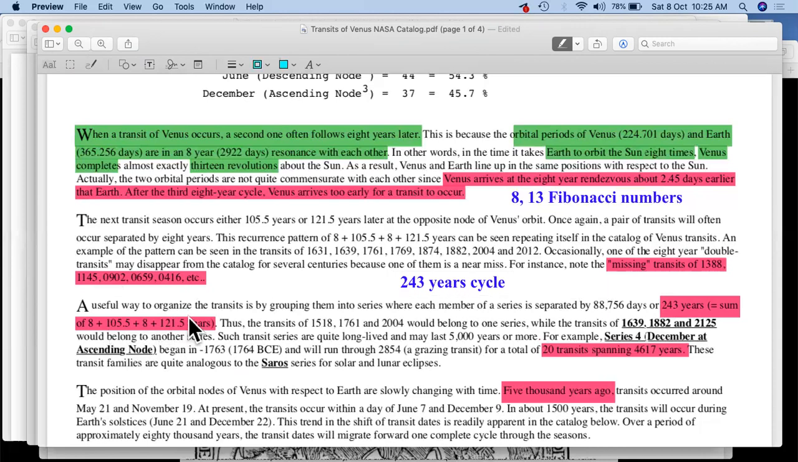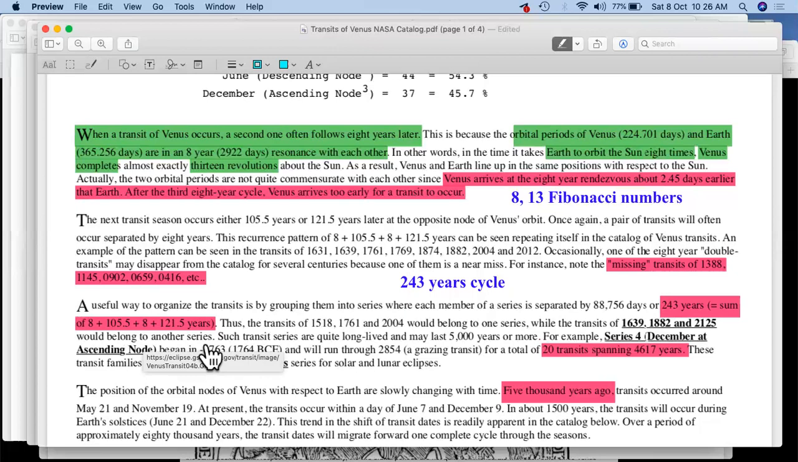A useful way to organize the transit is by grouping them into series where each member of a series is separated by 243 years, right? So this is the actual calculation which has been happening. The same calculation which has been given over here has been taken over here. Thus, the transit of 1518, 1764, and 2004 would belong to a series where the transit of 1639, 1882, 2125 would belong to another series.